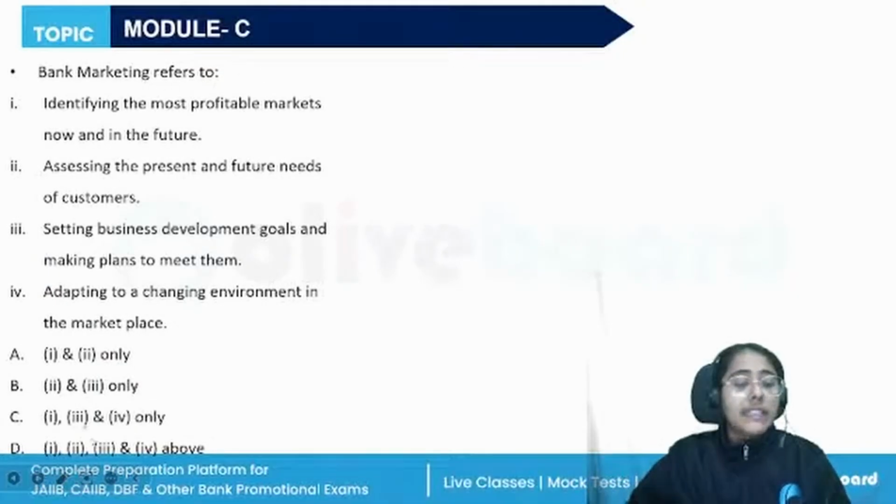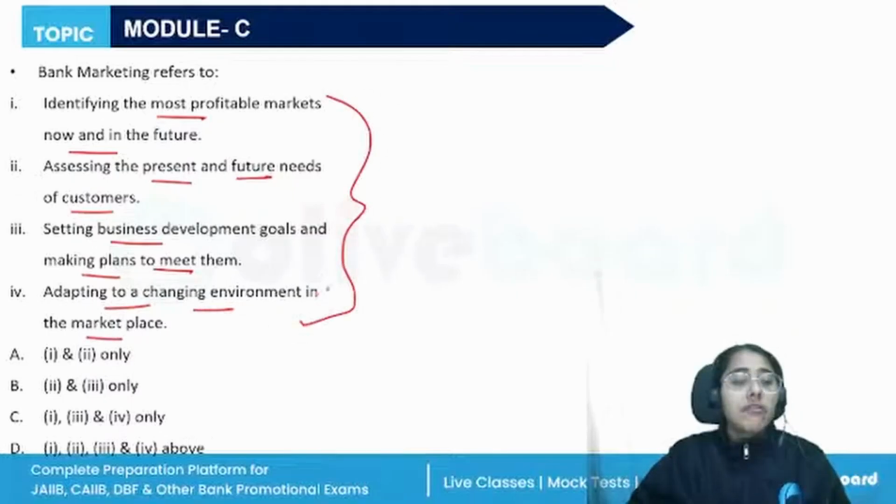All right, so the first question from module C. Bank marketing refers to, and then you are given certain statements. It is a multiple selection type question. Identifying the most profitable markets now and in the future, assessing the present and the future needs of the customers, setting business development goals and making plans to meet them, adapting to a changing environment in the marketplace. So out of these four statements, which are correct? 1 and 2 only, 2 and 3 only, 1, 2 and 3 only, or 1, 2, 3 and 4, that is all of the above.